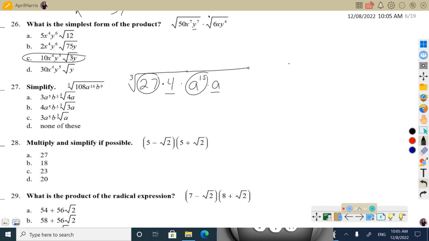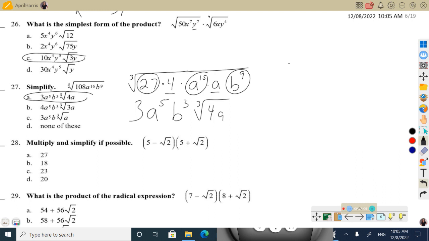That's not. B to the 9th is already a perfect cube root because you can divide it by 3. So the cube root of 27 is 3. The cube root of a to the 15th is a to the 5th because you're dividing by 3. 9 divided by 3 is 3, and you're left with the cube root of 4a. And we need to go on and work that out. Oh, that is the answer. I got excited. You should always check it because none of these is a choice.